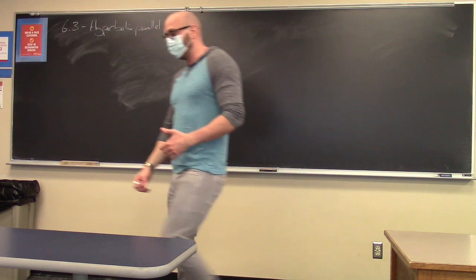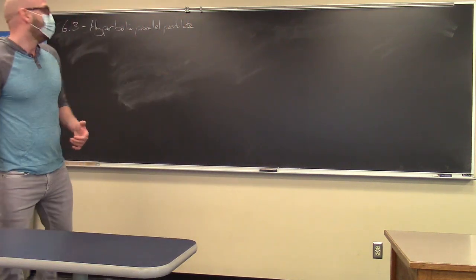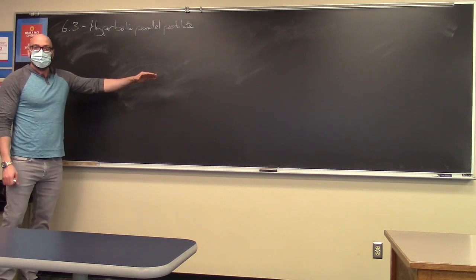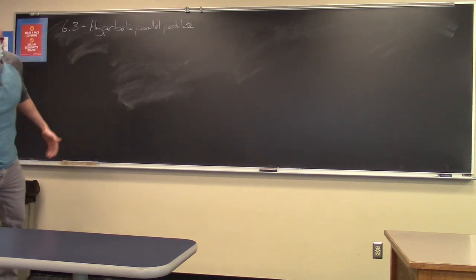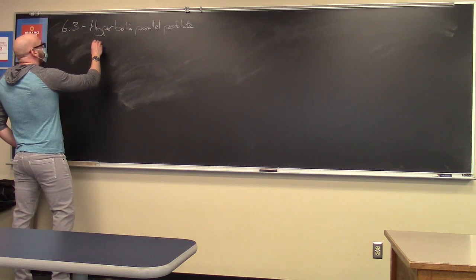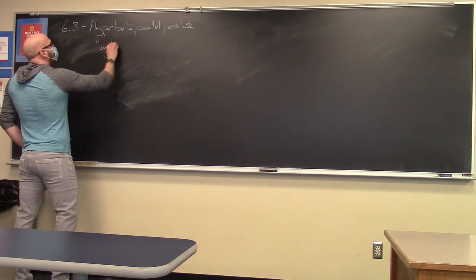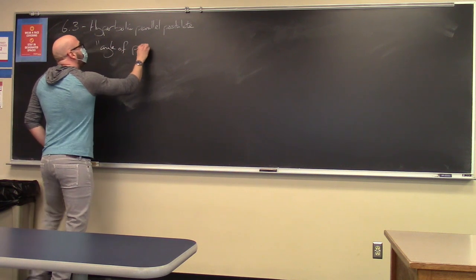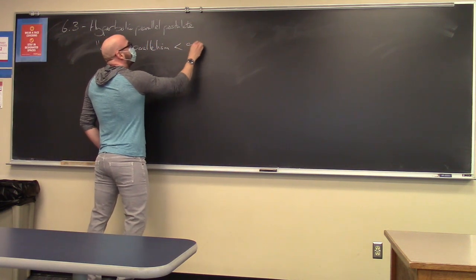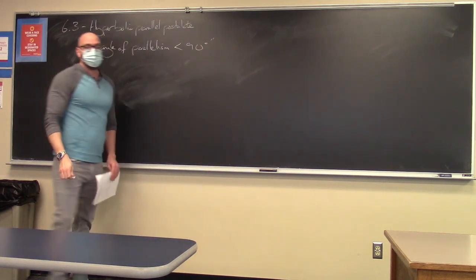We didn't go with the more obvious statement, given a line and a point, there's more than one line through that point that's parallel, but we proved immediately that it's equivalent. But the hyperbolic parallel postulate is that the angle of parallelism is strictly less than 90 degrees.